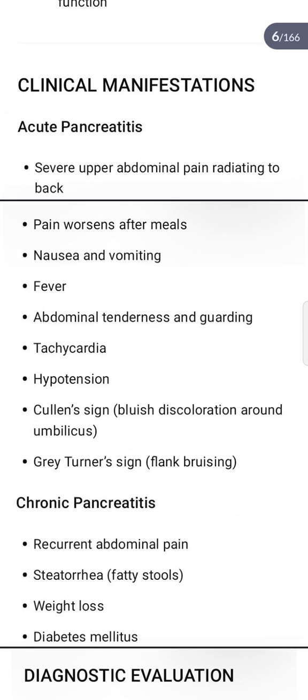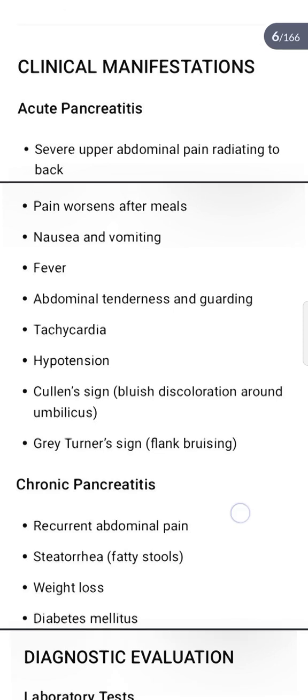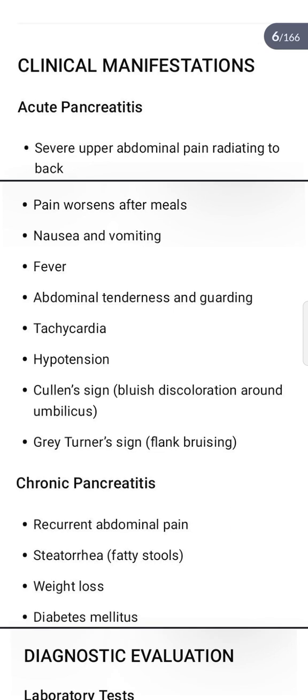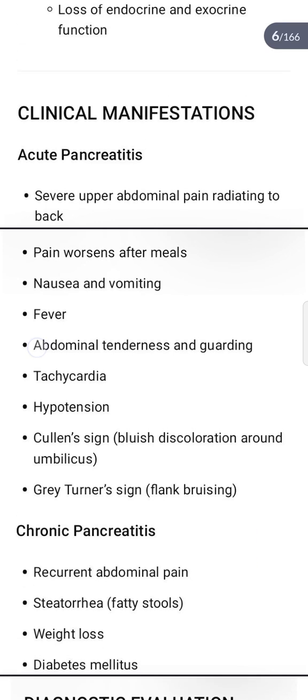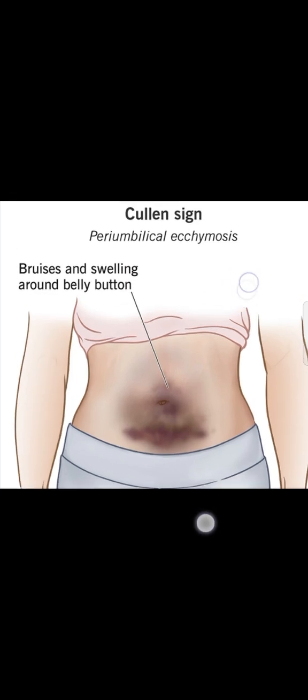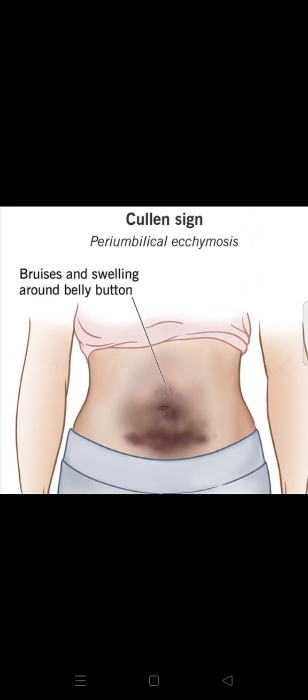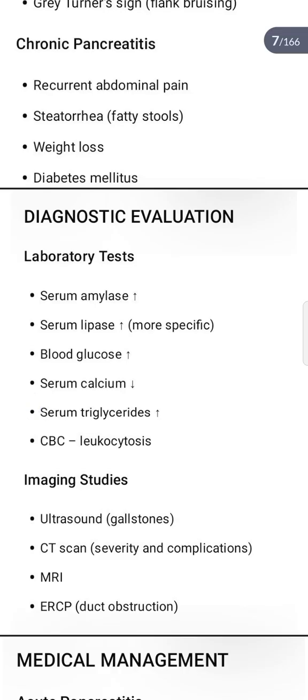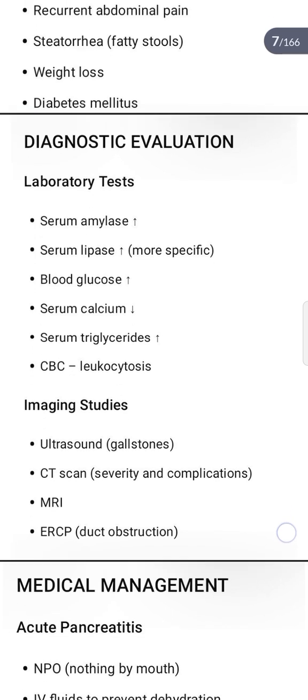So Cullen sign क्या होता है? Bluish discoloration around the umbilicus region होता है, and Grey Turner से flank bruising होती है. Let me show you the image for better understanding. So this is the Cullen sign, bluish discoloration and swelling around the belly button. In chronic pancreatitis, recurrent abdominal pain is there. Fatty stools are present. Weight loss is there, and diabetes mellitus.